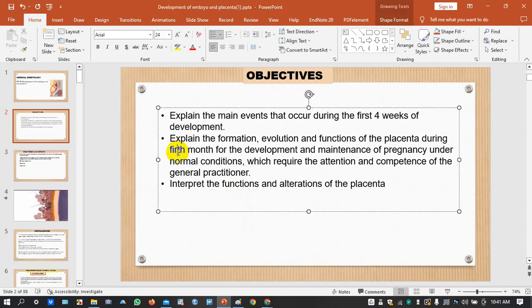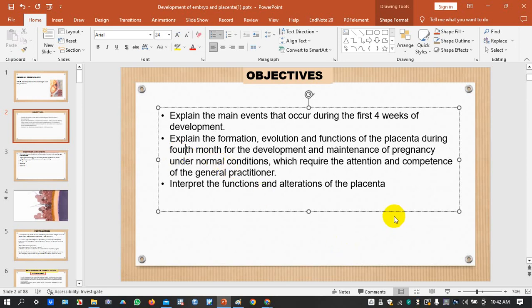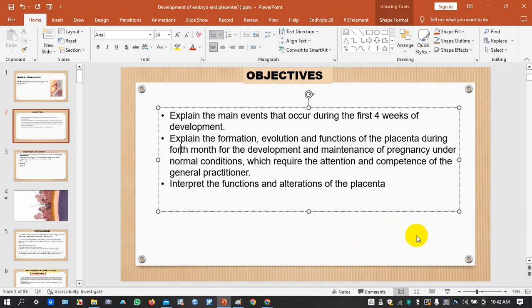The placenta starts development in the 4th month of pregnancy. We also interpret the functions and alterations of the placenta.